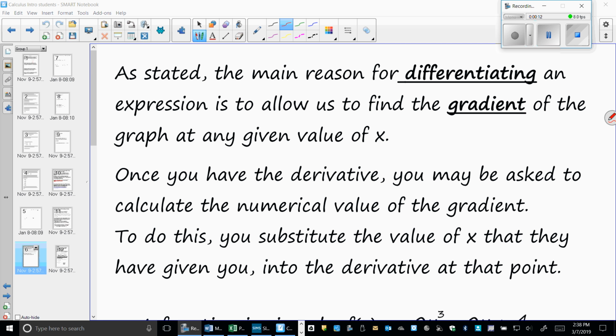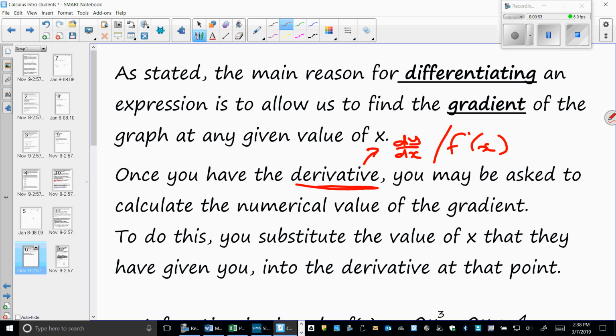Okay, so as stated, the main reason for differentiating is to find the gradient of a function. Now, some of the questions I did set yesterday did say find the gradient when x equals so and so, and that's what we're talking about here. So once you have the derivative, the fancy word for dy/dx or the f dash x expression, you may be able to calculate the numerical value of the gradient.